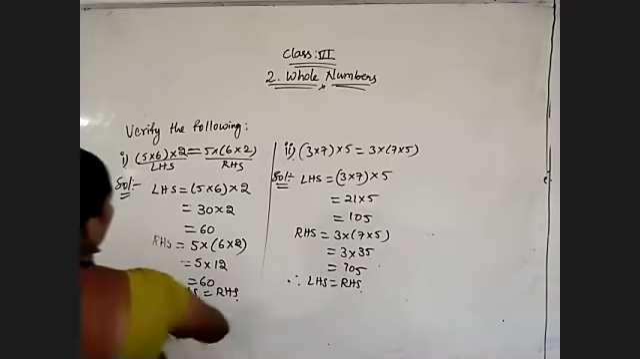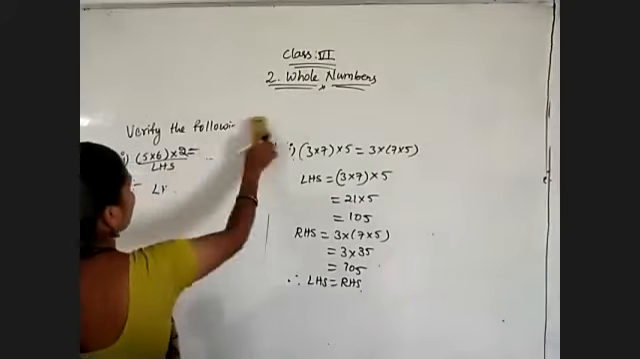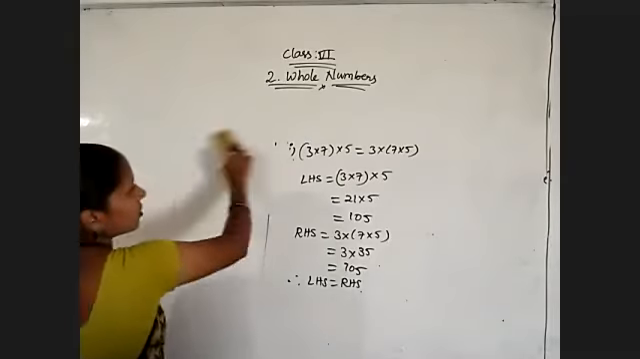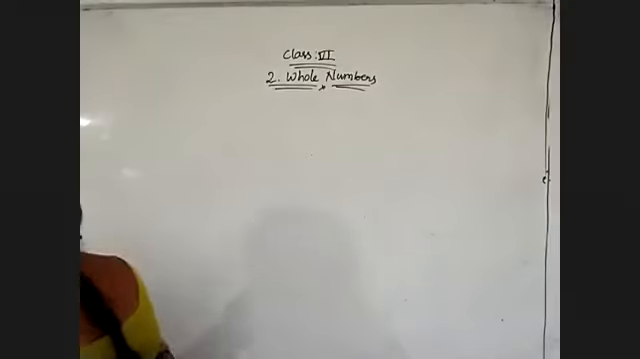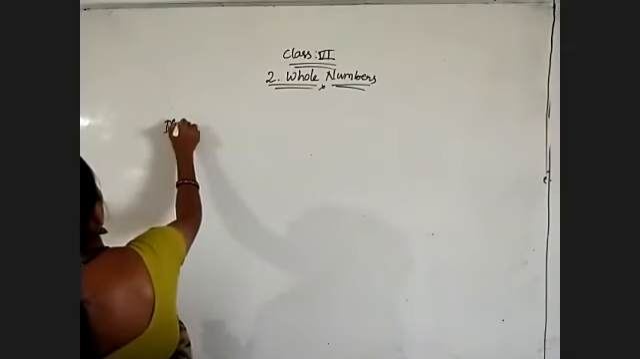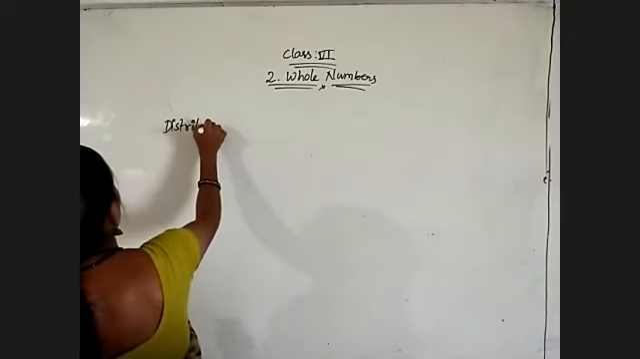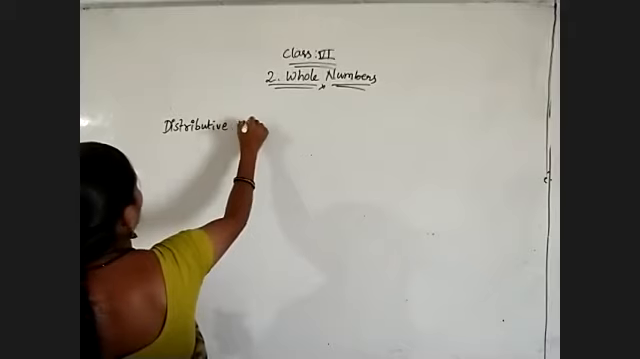So yesterday I explained only one question for distributive property. Today I am explaining some more questions for distributive property. For distributive property they may give different types. So I'll explain you now.